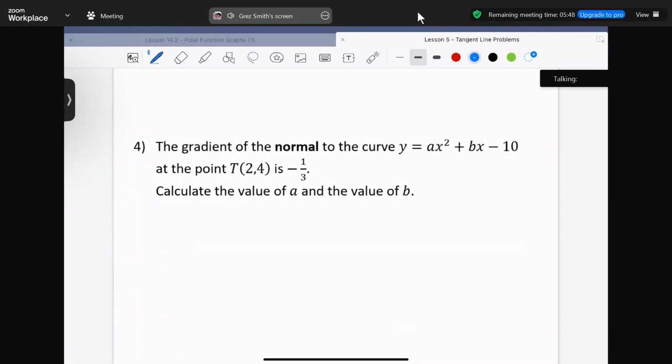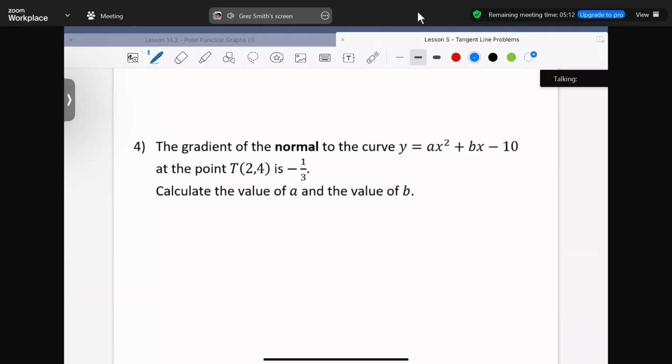We want to find the gradient of the normal to this curve. We know that at that point, it tangents at (2, 4). The gradient of the normal is -1/3. So we've got a few cryptic pieces of information here in which to find a and b. So here is our curve, y equals ax squared plus bx minus 10. What would be a good way to start? Our goal here is to find two equations. We want two equations in a and b in order to find them.